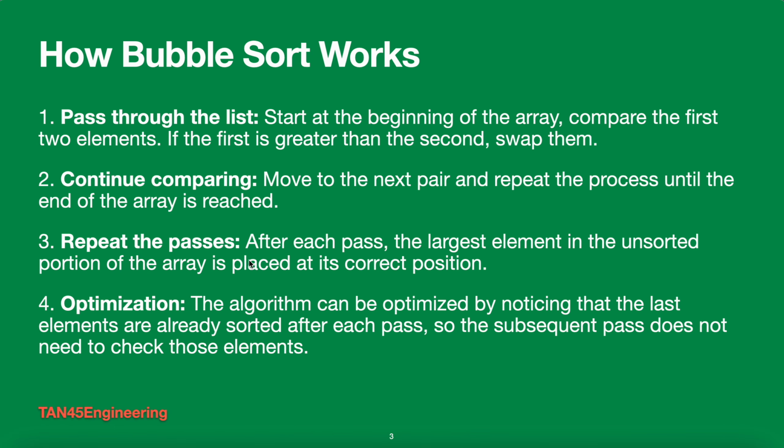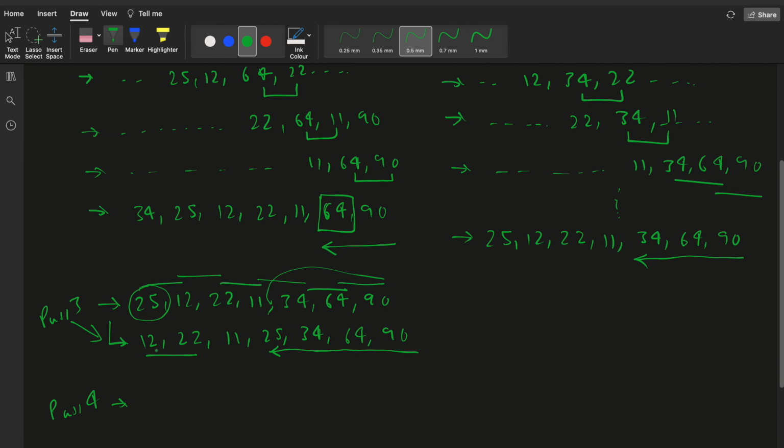Now let's go back to the step. If you see, move to the next pair and repeat the process until the end of the array. No, start at the beginning, compare the first two elements. If the first is greater than the second, swap them. But what if it is not greater? Then do nothing. Move to the next pair. So 12 and 22, no swap will happen since 12 is already smaller than 22. So 22 and 11 are compared, and then they swap. So after the fourth pass, it will become 12, 11, 22, 25, 34, 64, 90.